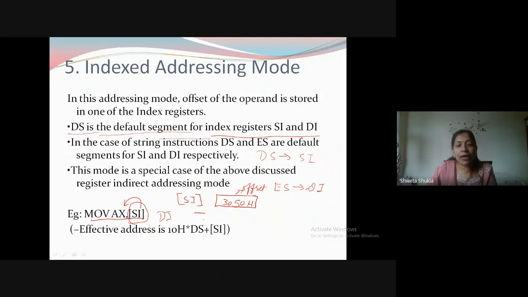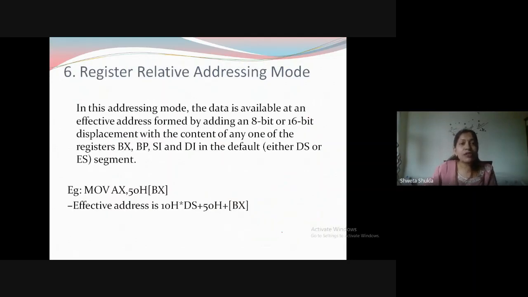Okay, and if you are writing an instruction like MOV AX comma and then you are using DI, that clearly indicates that when you are finding the effective address, you have to multiply the value of ES by 10, that is 10 into ES plus DI. This should be the way you can tell. Okay, remember this.